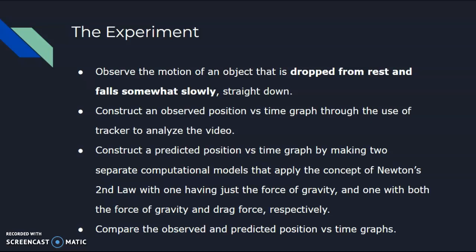So the experiment. We will observe the motion of an object that is dropped from rest and falls somewhat slowly straight down. We will then construct an observed position versus time graph through the use of Tracker to analyze the video. Then, we will construct a predicted position versus time graph by making two separate computational models that apply the concept of Newton's second law, with one having just the force of gravity and one with both the force of gravity and the drag force, respectively. And then finally, we will compare the observed and predicted position versus time graphs.